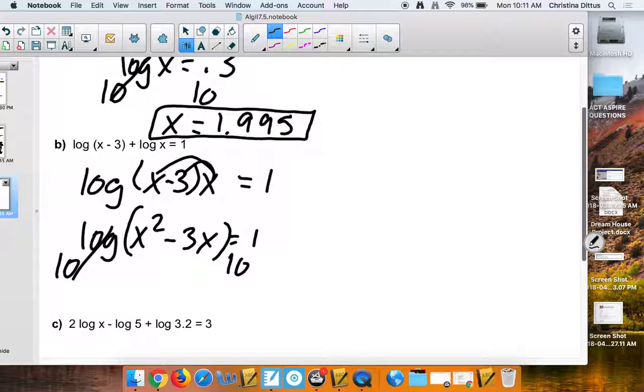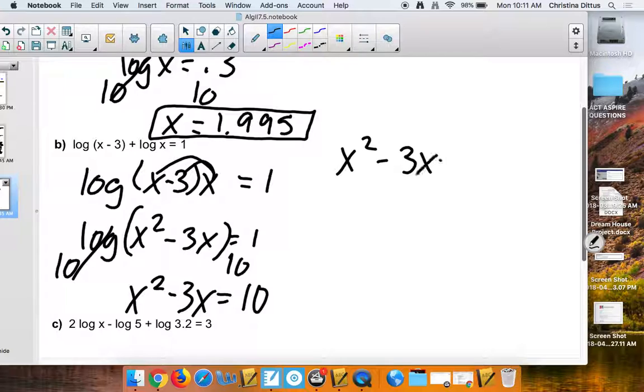So these cancel. What do I have left on my left-hand side? x squared minus 3x. And on my right side, what do I get? 10. Bring the 10 over to the other side. So I get x squared minus 3x minus 10 equals 0. How do I solve those? Our parentheses things, yeah.